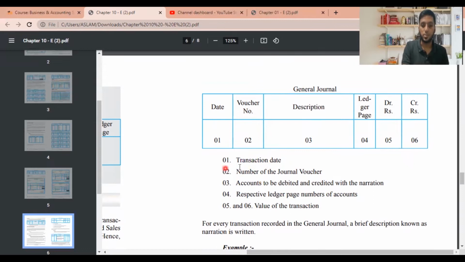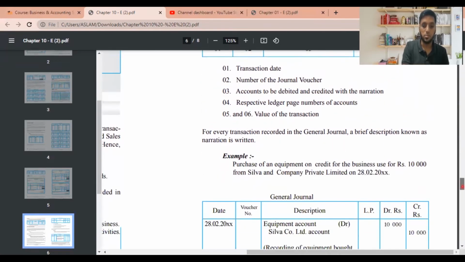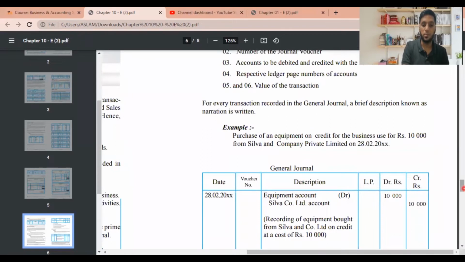Number one is speaking about the transaction date, number two the journal voucher number. Number three, accounts to be debited and credited with the narration, then the respective ledger page numbers of the accounts, and 5 and 6 the value of the transaction. So they have given a good example here. February transactions recorded in the general journal. A brief description known as narration is written.